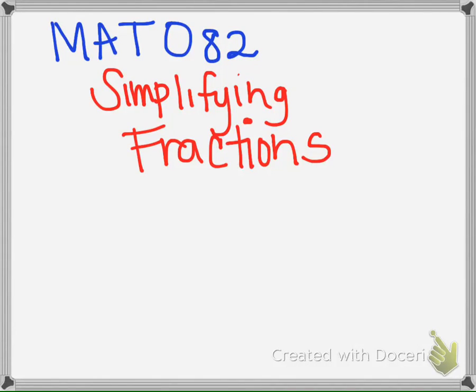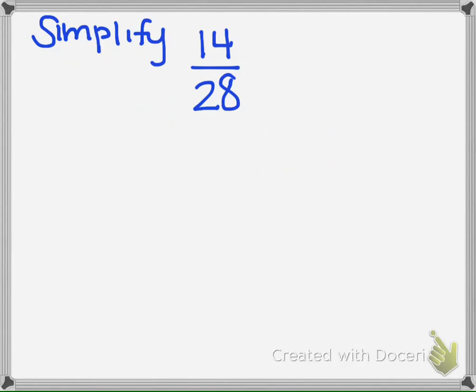This video will explain how to simplify a fraction. So let's take an example as 14/28. Simplifying a fraction means to divide out the common factors.